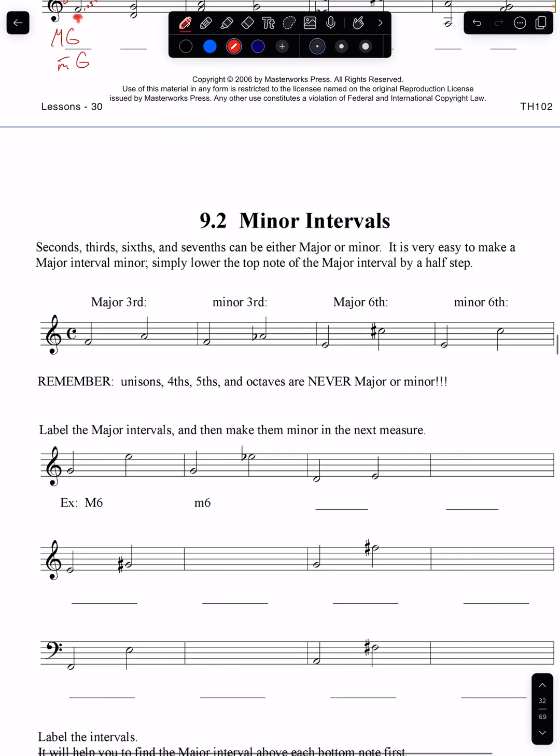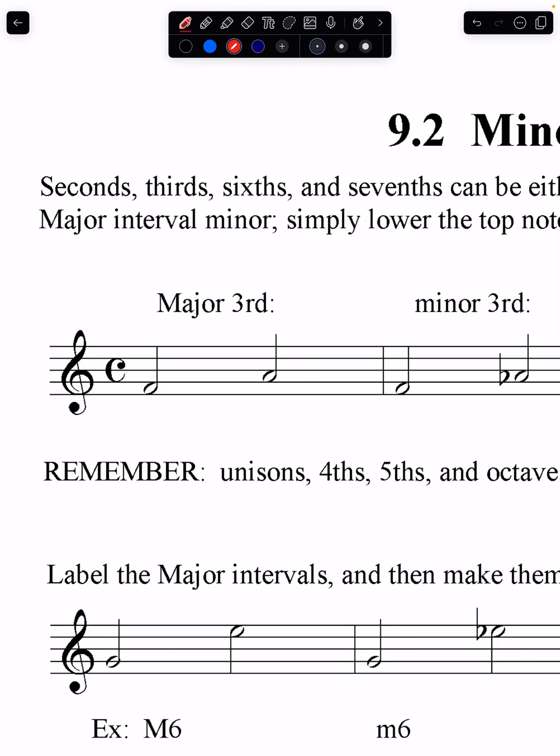Seconds, thirds, sixths, and sevenths can either be major or minor. It is very easy to make a major interval minor. Simply lower the top note of the major interval by a half step. So we just talked about this is a major third right here. Again, we're in F major, which is one flat. We go 1, 2, 3. We know that that's a third, and A naturally happens in the F major scale, so that would be a major third, as we see with a capital M.